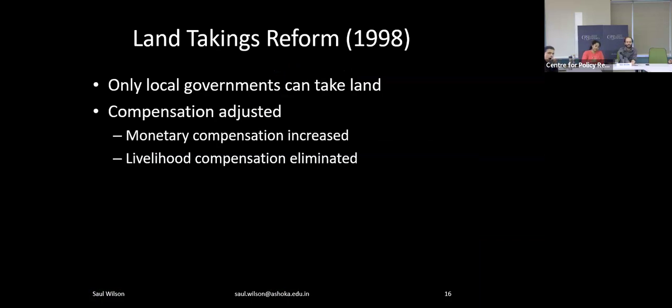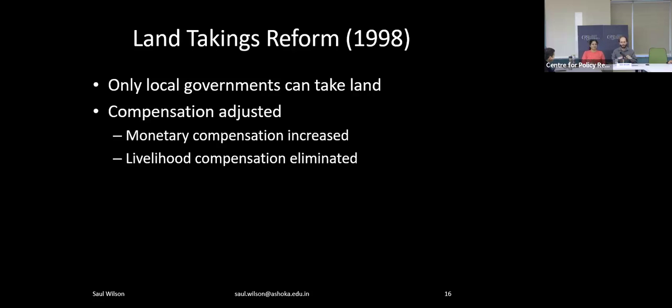Previously, as I described earlier, you have local governments organizing bargaining between the end users and the villages. Starting in 1998, the rules change. They learn from what Shanghai has been doing since the early 1990s, and they say that only local governments can actually engage in land takings. So state-owned enterprises and real estate developers and the like can no longer bargain directly with villages. Only the local government can do this. And the way in which the local government is to interact with them has also changed. The word bargaining is removed, and instead the local government is to inform the village of how much compensation it will receive, and the villagers are to report to the local government to collect their compensation.